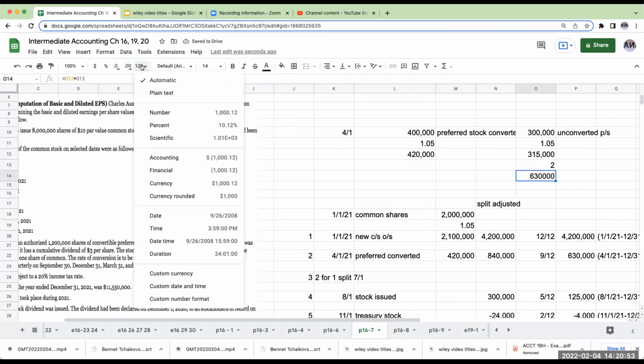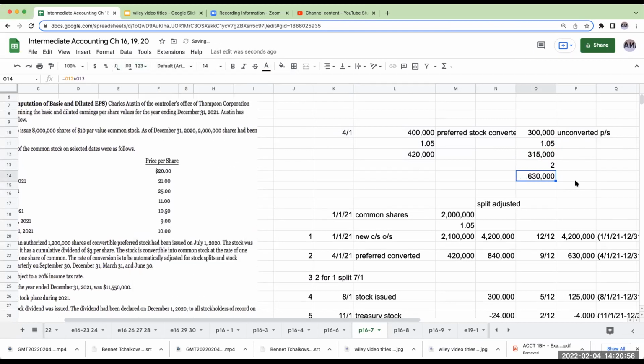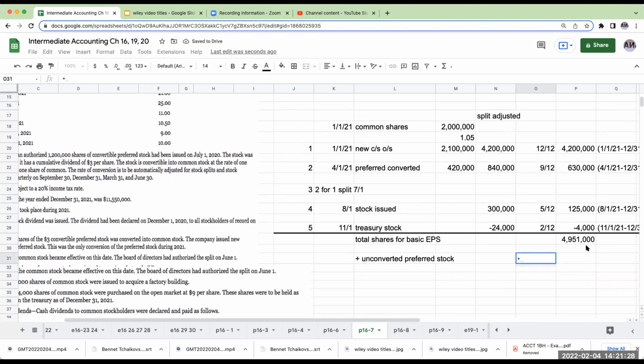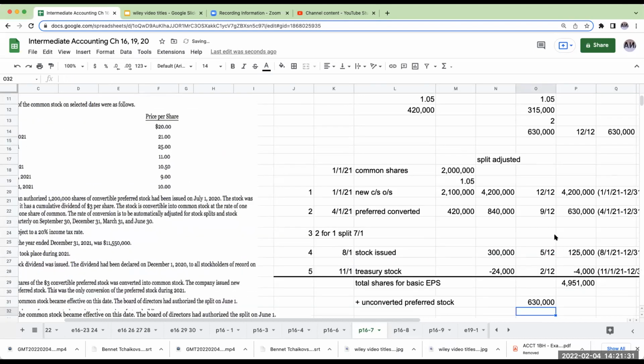And if we assume, as long as these preferred shares are not anti-dilutive, and I don't think we're in that situation, we would then have 630,000 shares that could have been issued had that preferred stock been converted. So this is going to be outstanding for the full 12/12. Okay, so right over here, plus unconverted preferred stock. This is going to be a total of 630,000 shares.